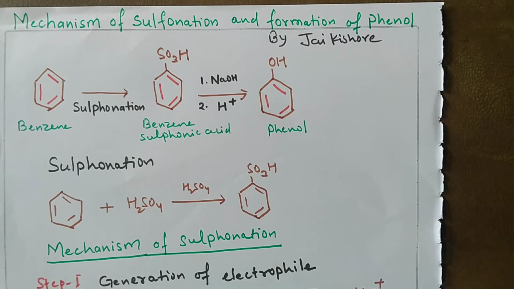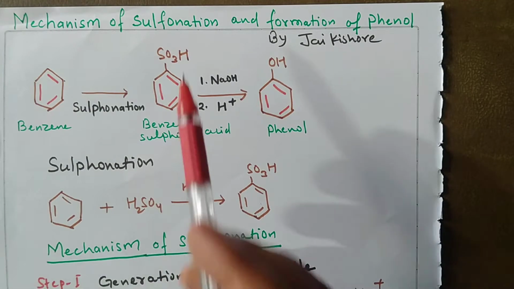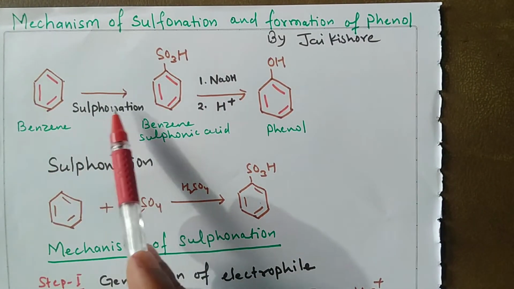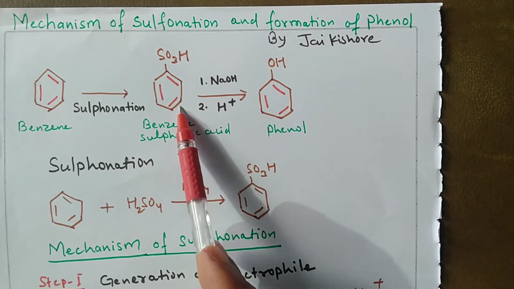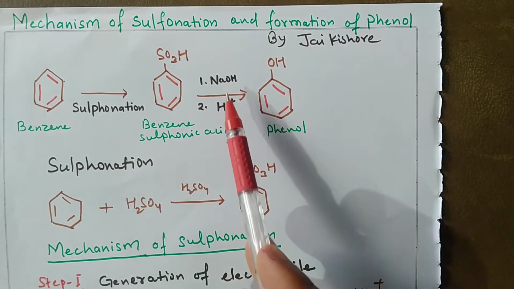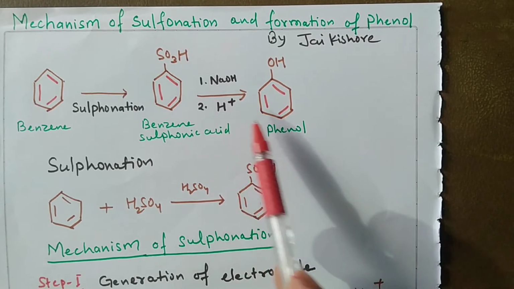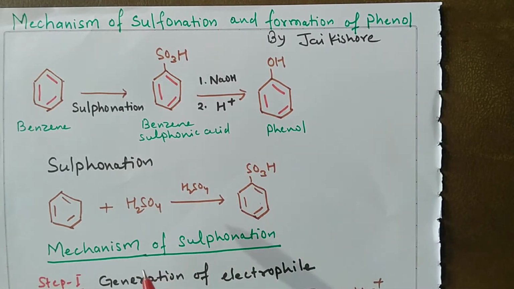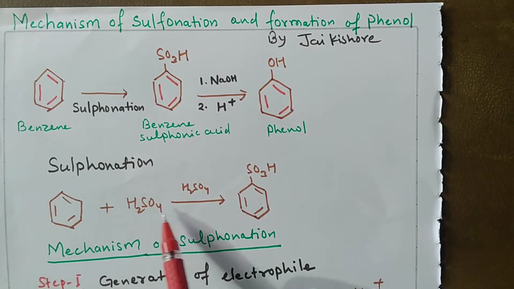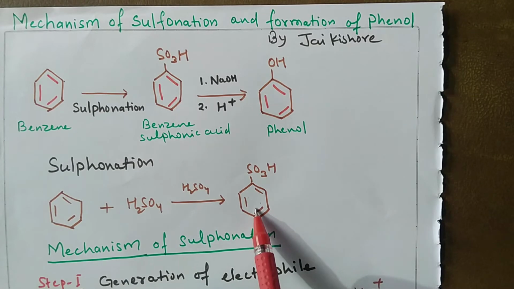Students, today I am going to discuss the mechanism of sulfonation and formation of phenol. Now you read that benzene on sulfonation gives benzene sulfonic acid, and benzene sulfonic acid on reaction with sodium hydroxide in presence of acid H plus forms phenol. So in sulfonation, benzene reacts with H2SO4 to form benzene sulfonic acid.